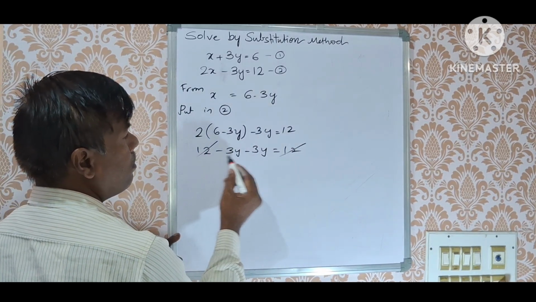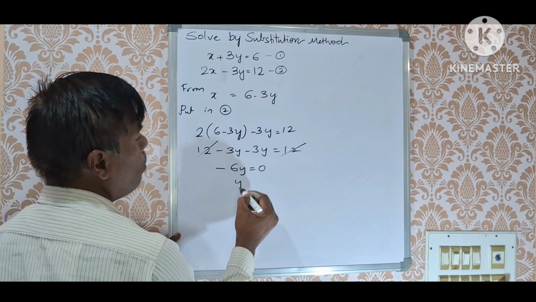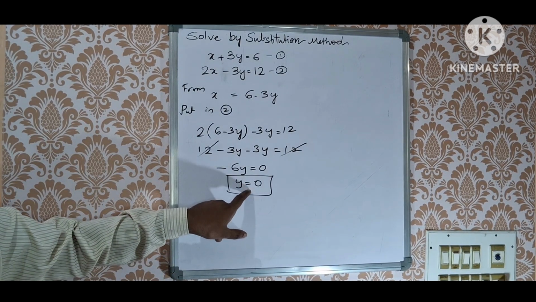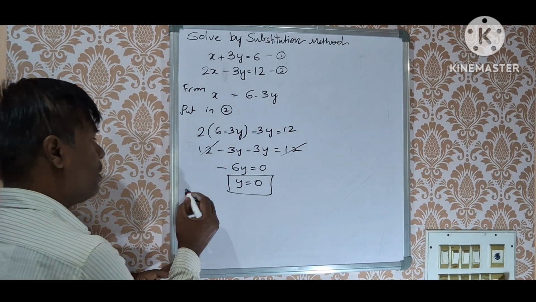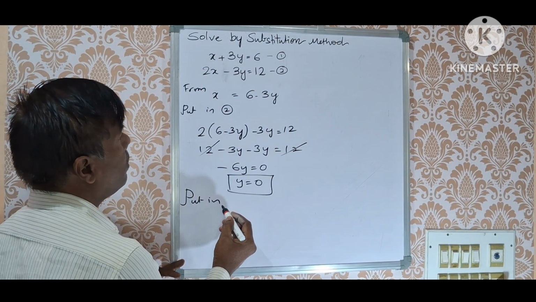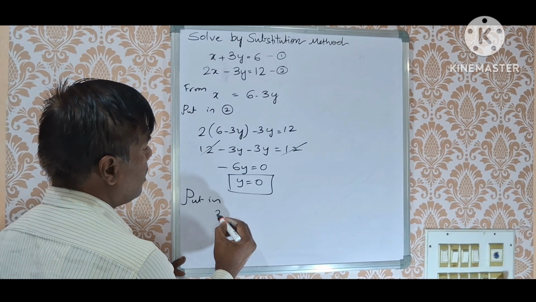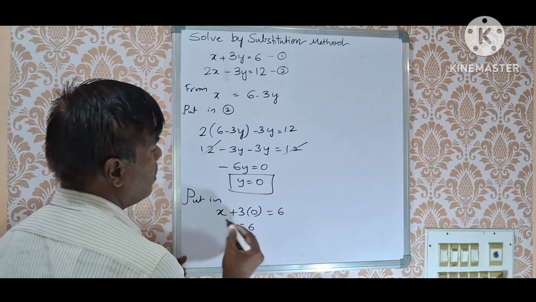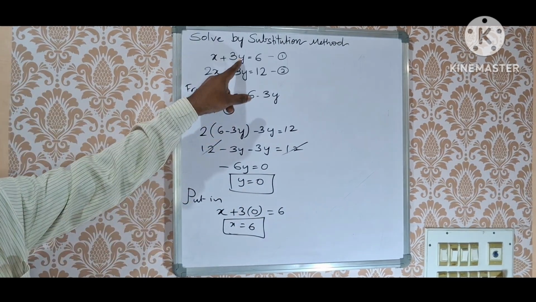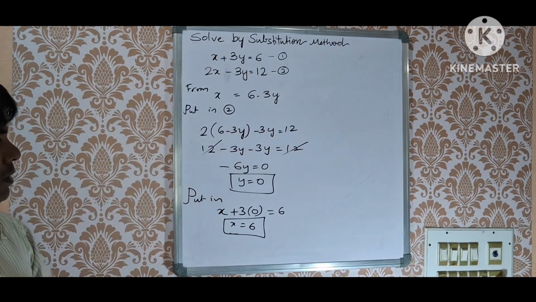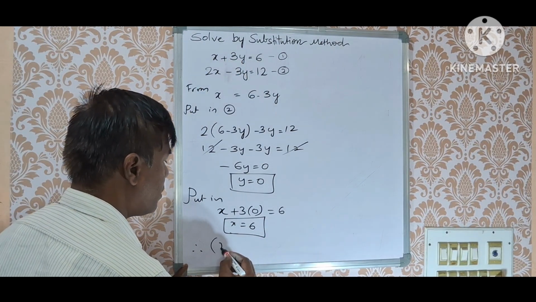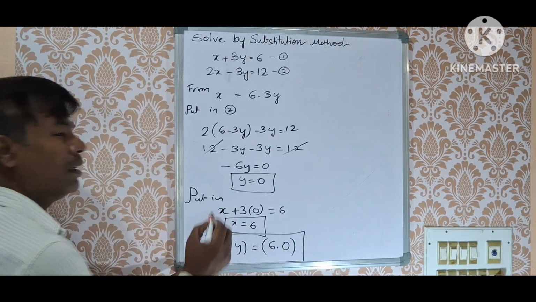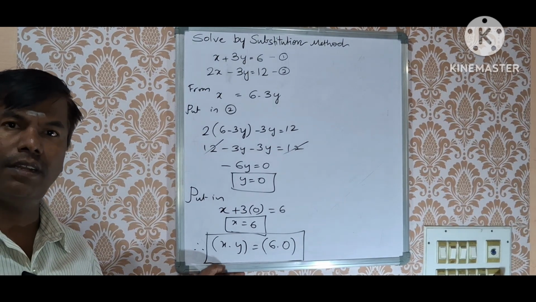12 and 12 cancel. Minus 6y equals 0. y equals 0. The value of y is 0. Now put the value of y in any one of the given equations to get the value of x. Put in equation 1: x plus 3 into the value of y equals 6. Therefore, x equals 6. Now, if I put y equals 0, I get x equals 6. Therefore, x comma y equals 6 comma 0 is the solution. Same answer we got in another method called substitution method.